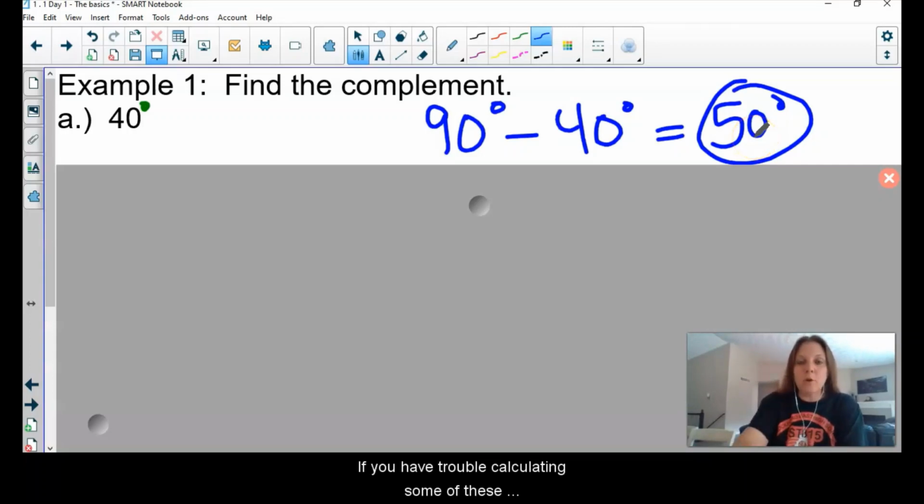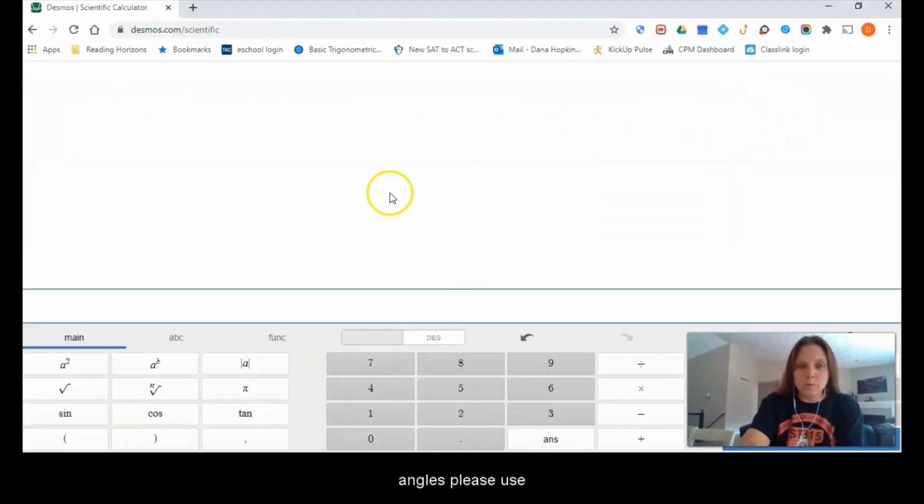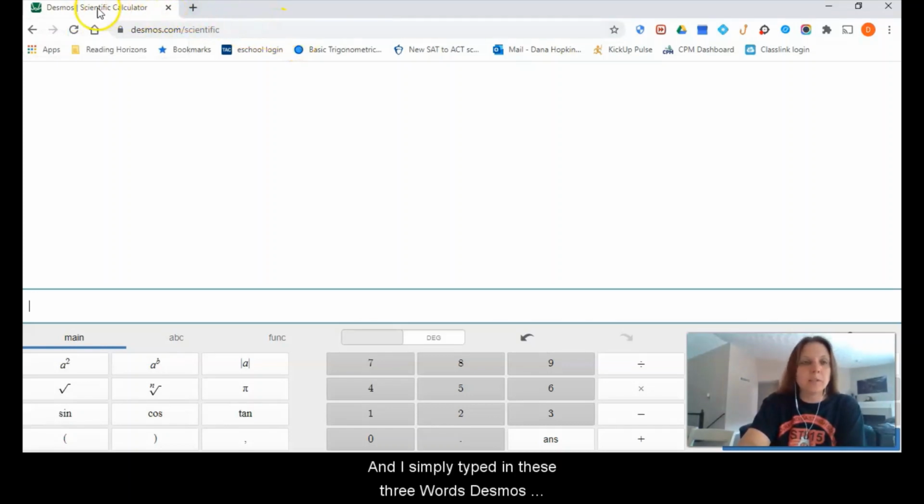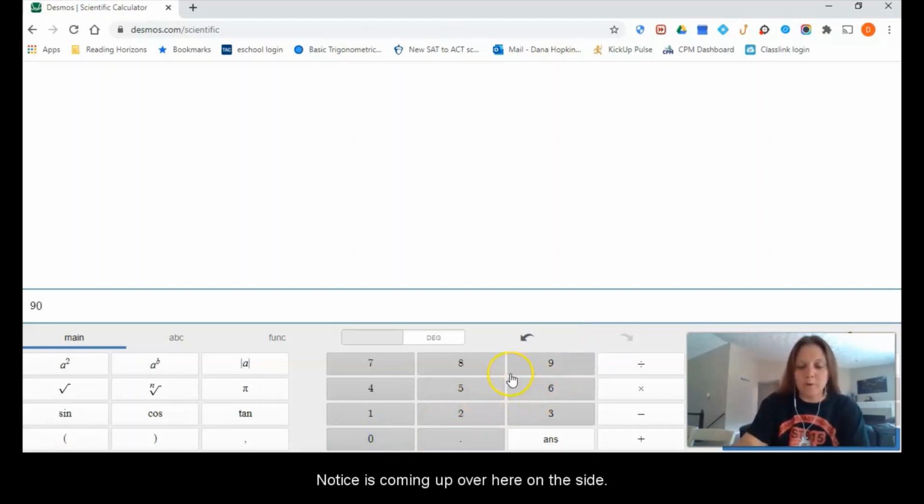If you have trouble calculating some of these angles, if you don't have your own calculator, please use the Desmos scientific calculator. Now, to get to Desmos scientific calculator, all I did was go to Google and simply type in these 3 words, Desmos scientific calculator, and this pops up. So you could do the 90. Notice it's coming up over here on the side.